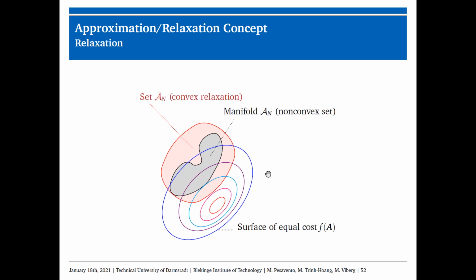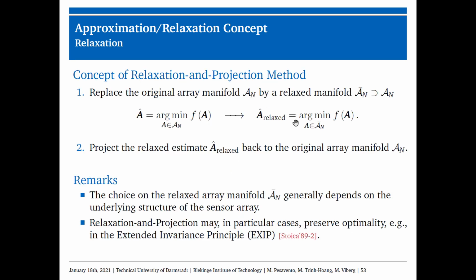In the relaxation technique, the array manifold AN, denoted here in the black region, is relaxed. We can choose a relaxed set AN bar to be convex, which generally simplifies the process of obtaining a suboptimal solution. The relaxed solution, denoted by A hat relaxed, generally does not lie on the original array manifold. Therefore, at the end we have to perform a projection back to the original array manifold so that we can estimate the DOAs.